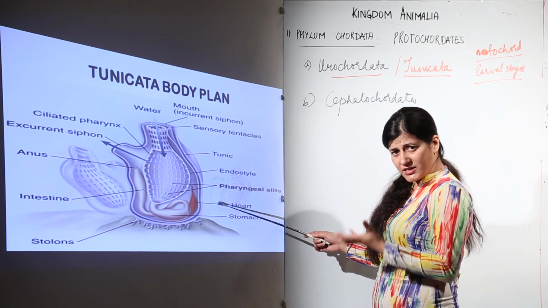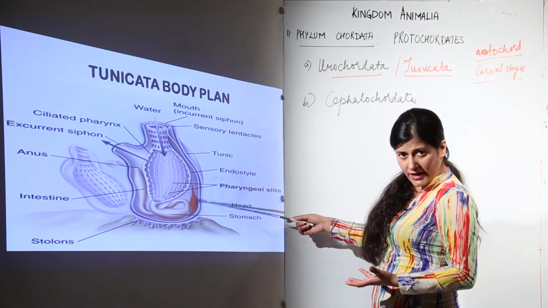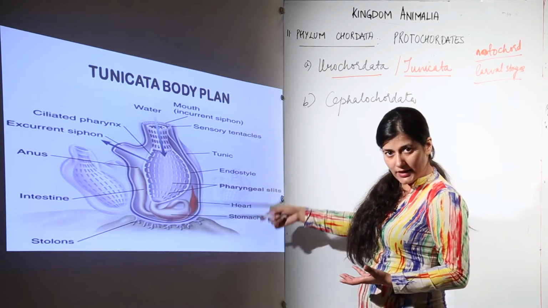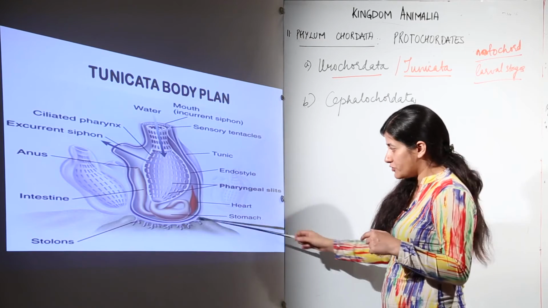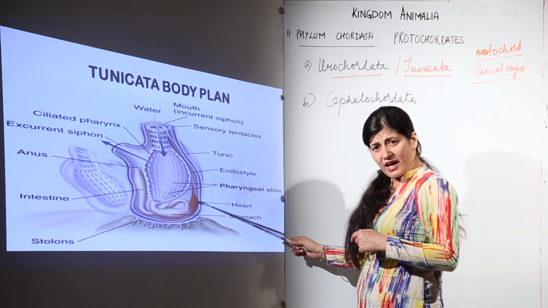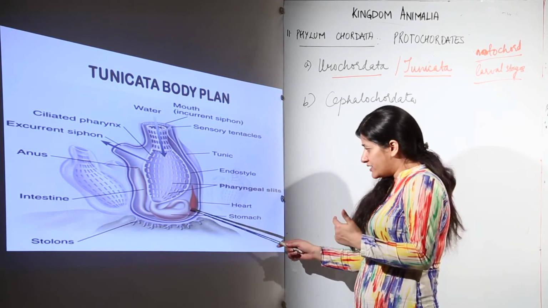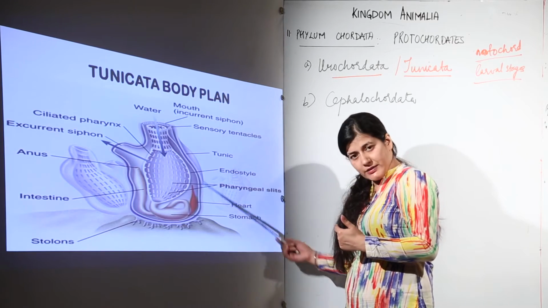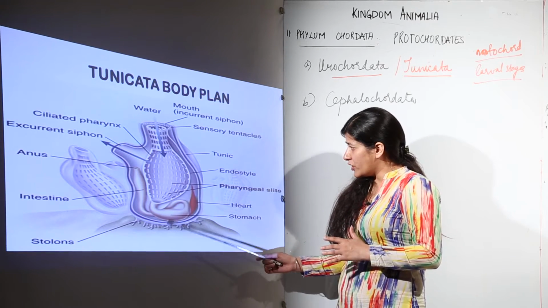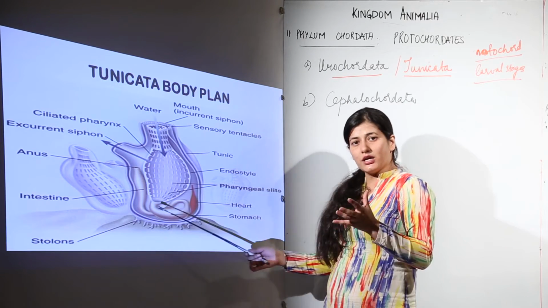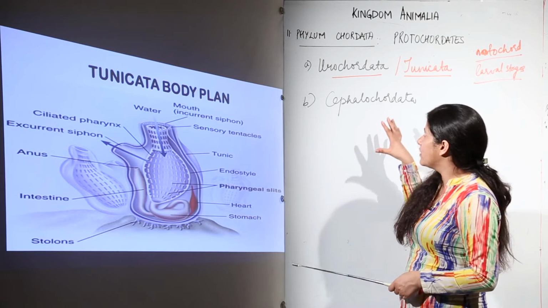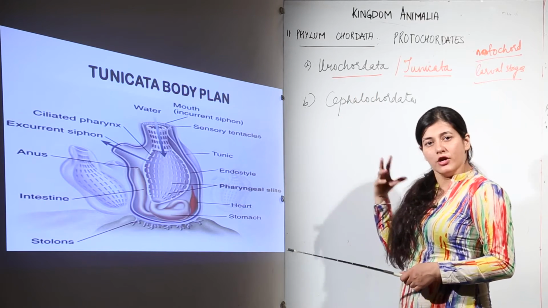There is a heart that is located towards the ventral side. If we consider this as dorsal and this as ventral, it is better to consider this as the anterior and posterior side. So we have a heart that is kept towards the periphery, towards the posterior part of the body. There is an endostyle, and there is a tunic which is present. That tunic is the reason why we have urochordates in the name of tunicates.